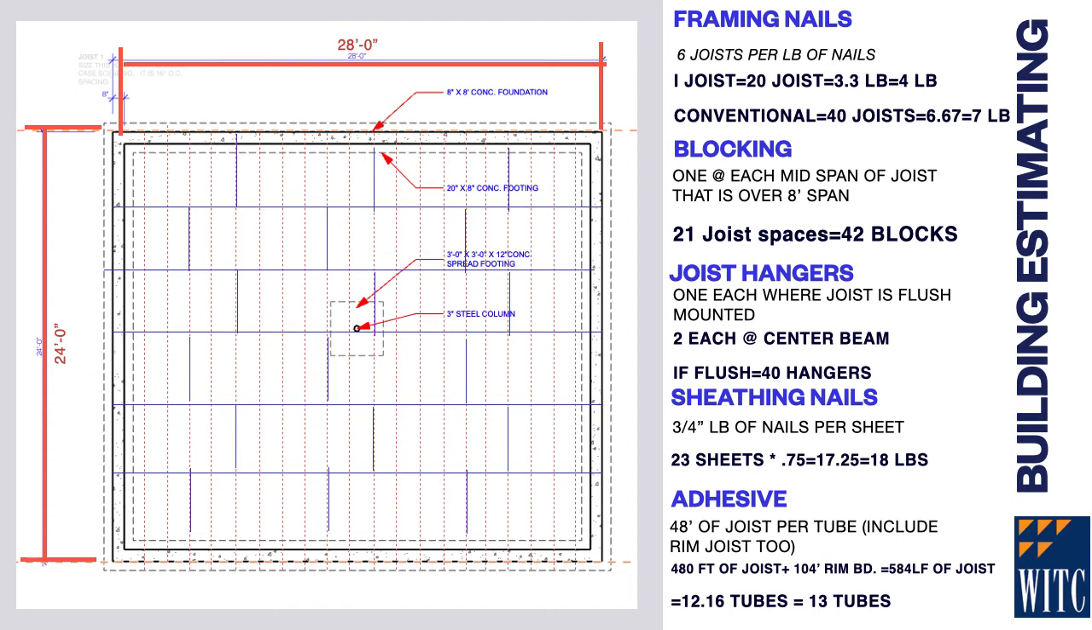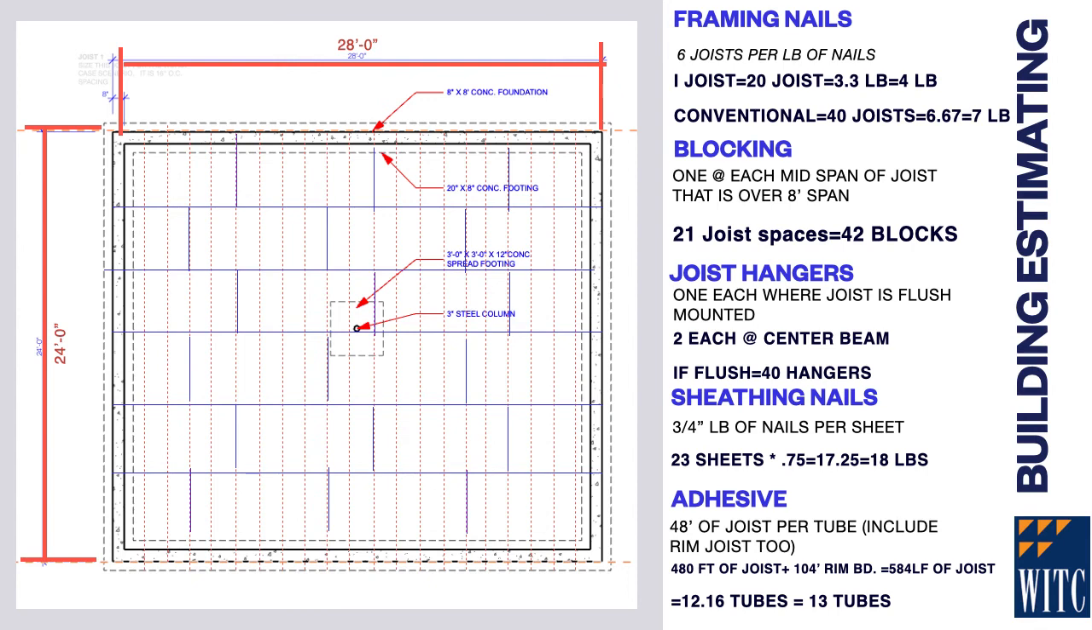So our framing nails, basically we figure for every 6 joists, we're going to use 1 pound of nails. So in this example here, if we've got an I joist that's running all the way through, that's going to be 20 joists. If we take 20 divided by 6, that ends up being 3.3. We round that up to 4 pounds.